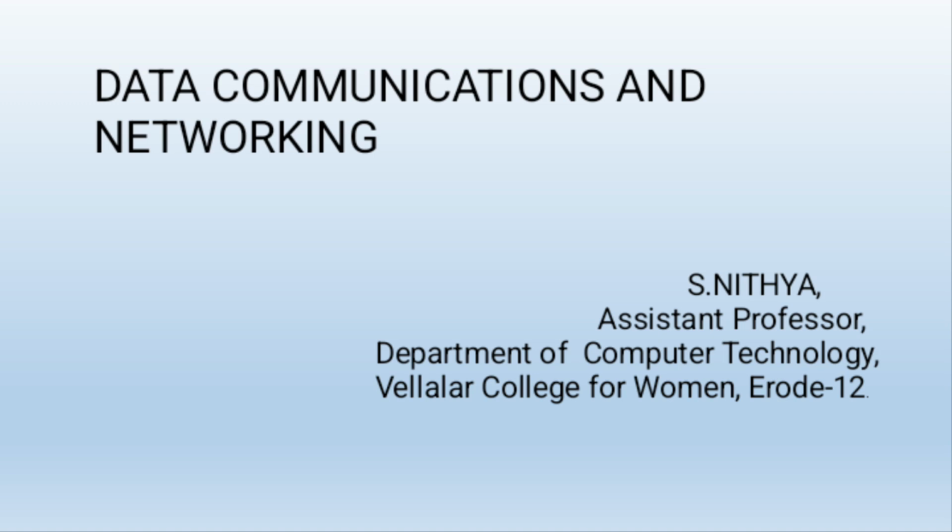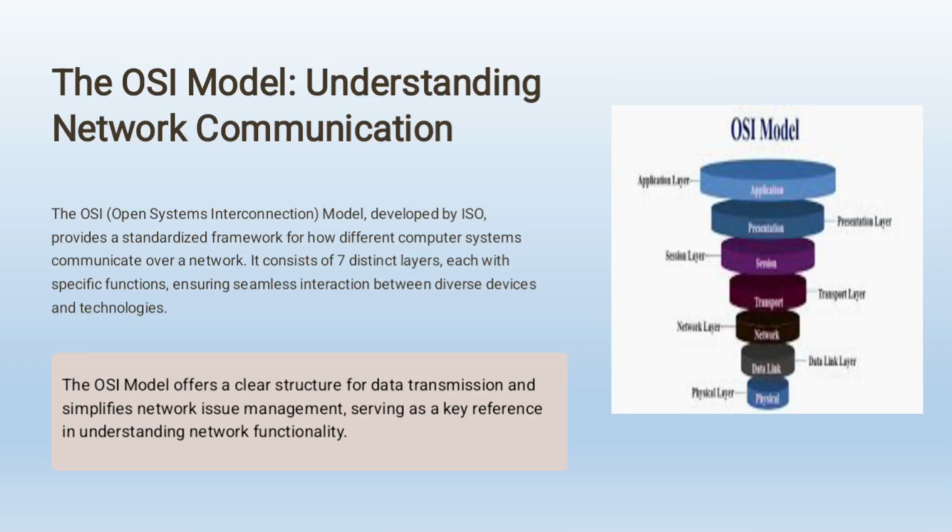Let us see about data communications and networking. The OSI model, Understanding Network Communication. The Open Systems Interconnection Model is a layered framework for the design of network systems that allows for communication across all types of computer systems. It consists of 7 separate but related layers, each of which defines a segment of the process of moving information across a network.